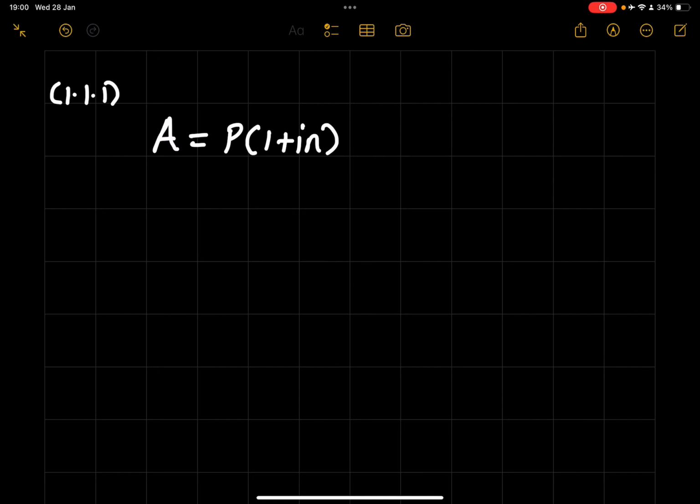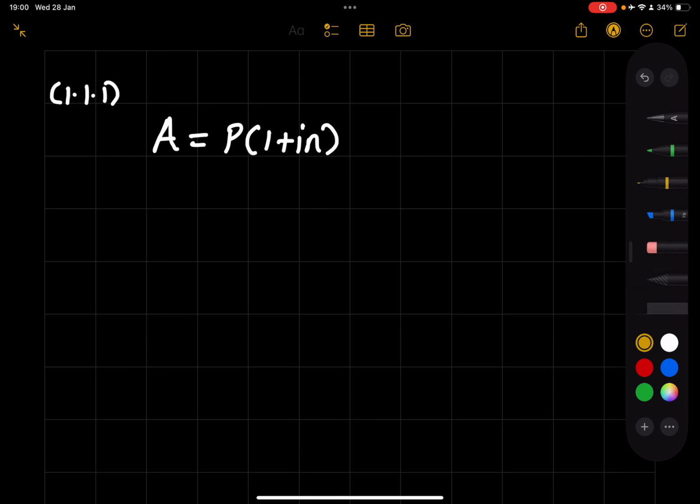In this question, we want to make P the subject of the formula. So let's see. We are given this equation and we are asked to isolate this guy. Right? P is currently multiplied by the bracket. And this bracket basically can be removed by dividing.